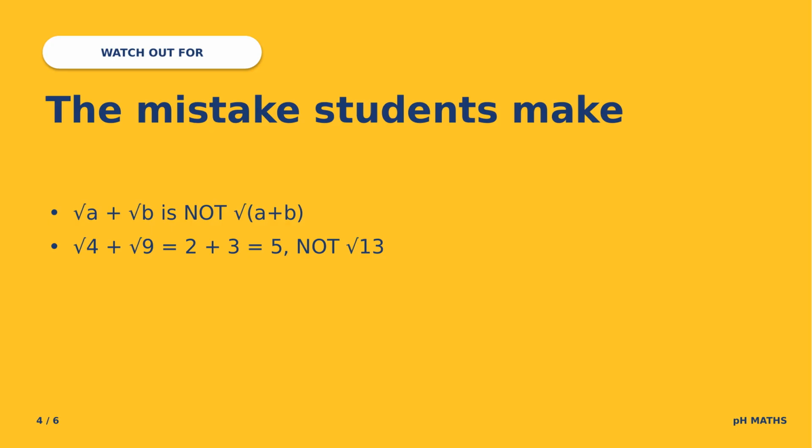Classic mistake. Root a plus root b is not equal to root of a plus b. Try it on numbers. Root 4 plus root 9 equals 2 plus 3 equals 5. But root 13 is about 3.6, completely different. You can't combine surds across addition. Multiplication and division, yes. Addition, subtraction, no.